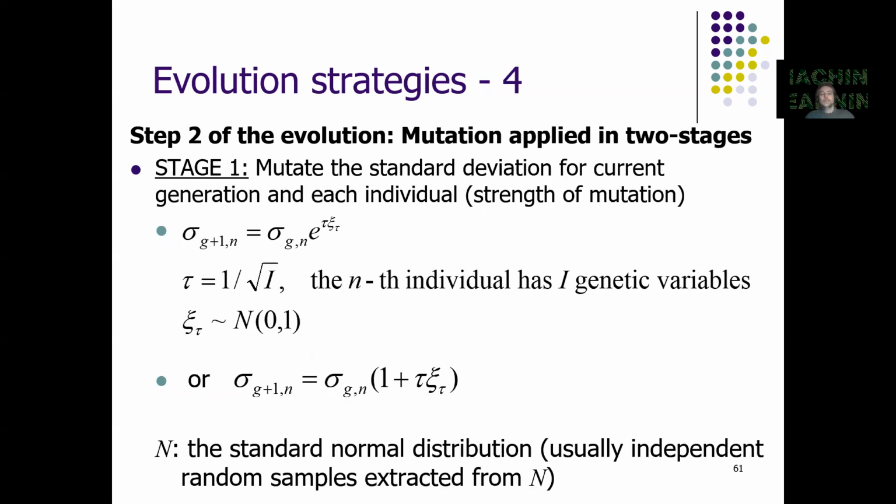The second step of the evolution strategy: apply mutation. Mutation is applied in two stages. Stage one, you mutate the standard deviation for the current generation and each individual.